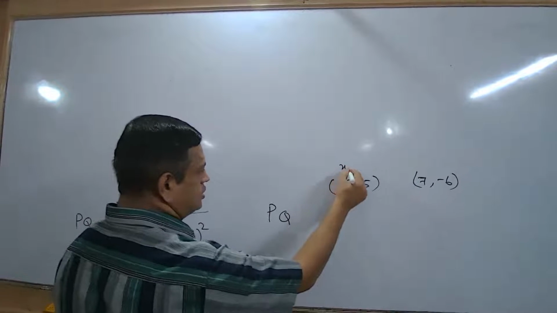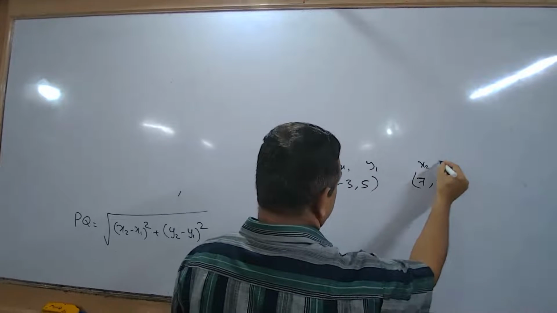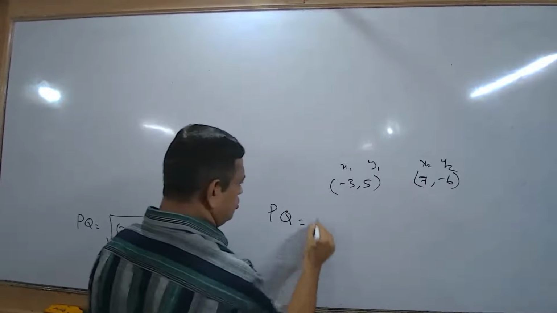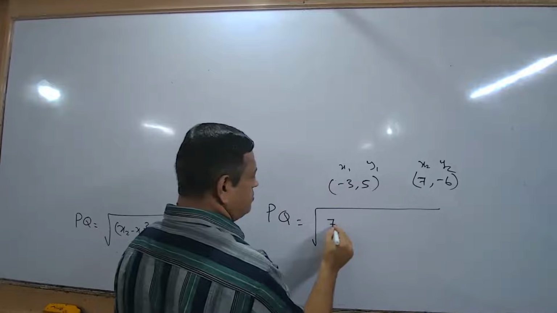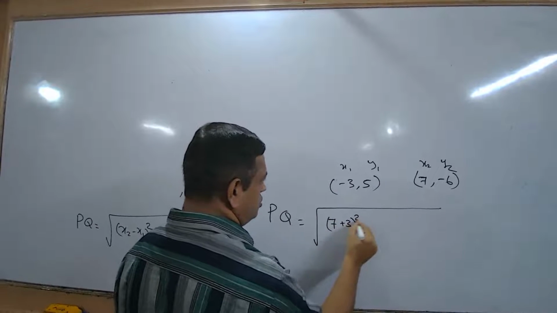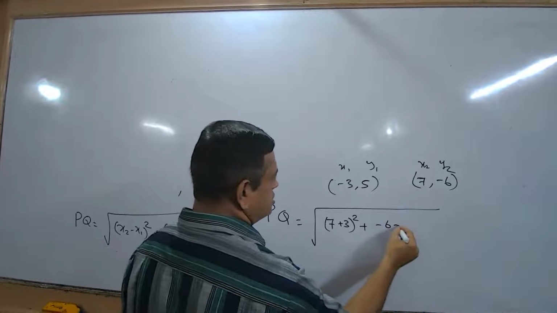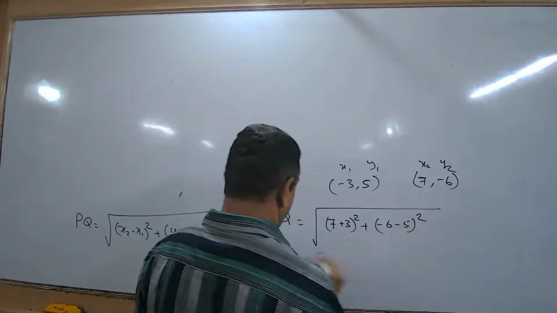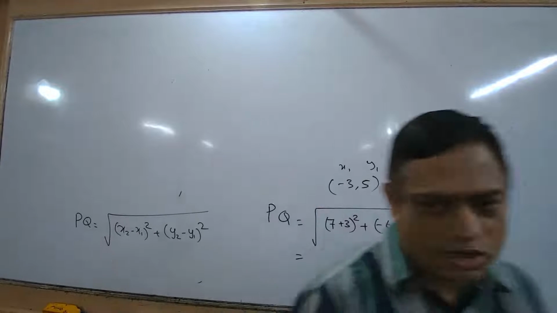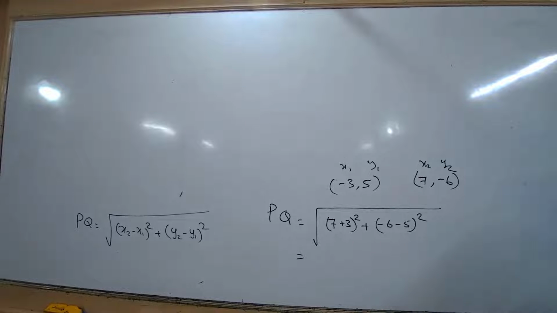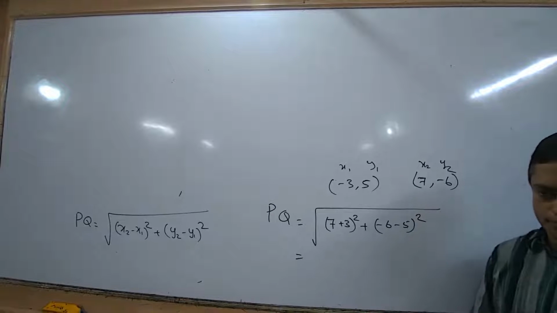Look here. PQ. You can take this as x1, y1, x2, y2. That is equal to root formula. You'll write 7 minus minus 3, that is 7 plus 3 whole square, plus minus 6 minus 5 whole square. That is equal to 7 plus 3 whole square. No need to apply a plus b whole square. 7 plus 3 is third standard. You study 7 plus 3 is 10.